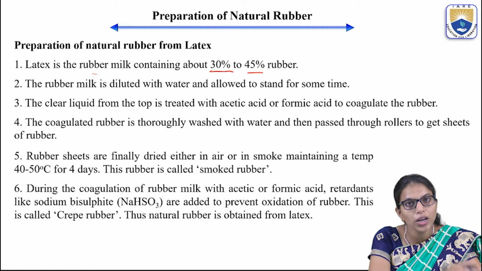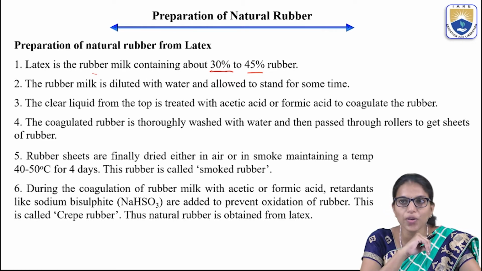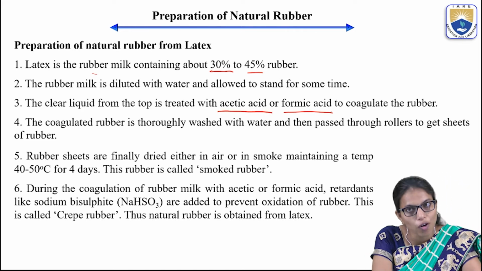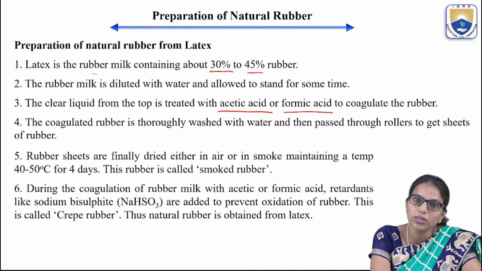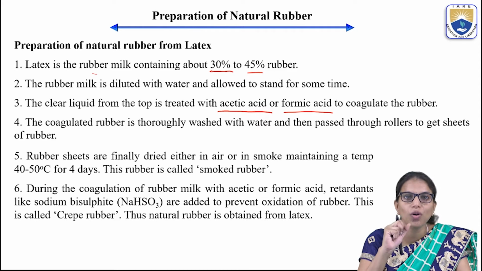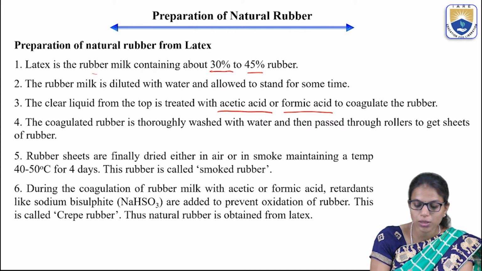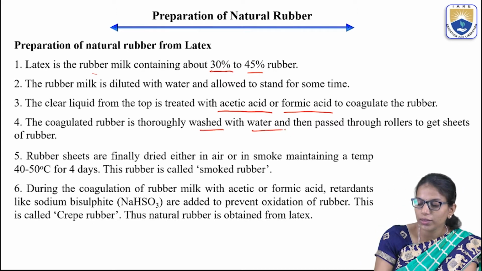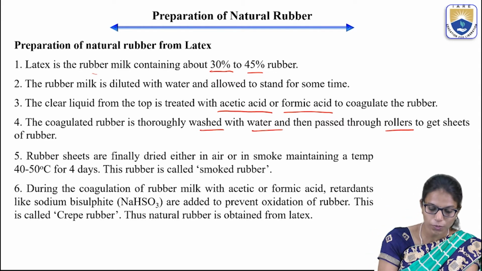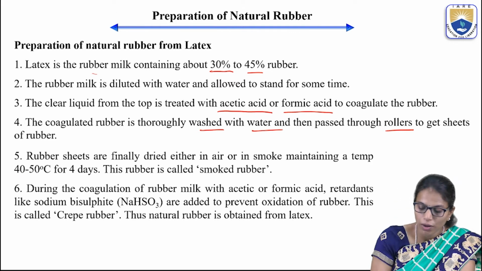The clear liquid formed at the top is treated with acetic acid and formic acid. This is very important. We have to treat it with acetic acid and formic acid to coagulate the rubber. Coagulation is nothing but accumulating those particular molecules together. The coagulated rubber is thoroughly washed with water and then passed through a roller to get sheets of rubber. The rubber sheets are finally dried in air.